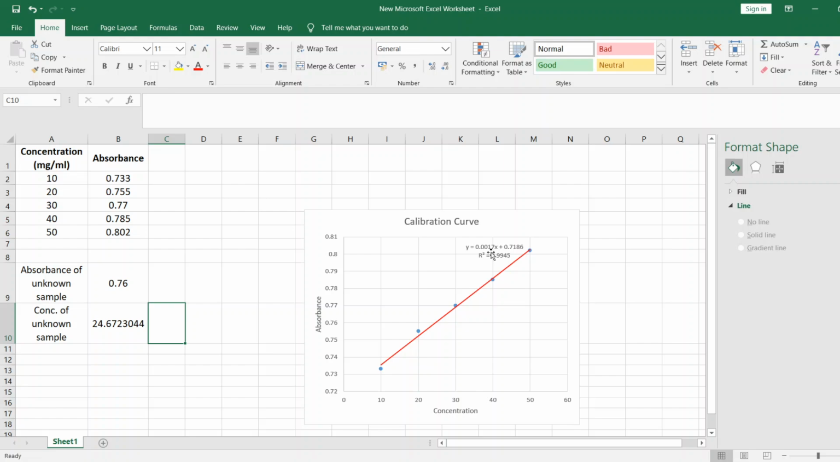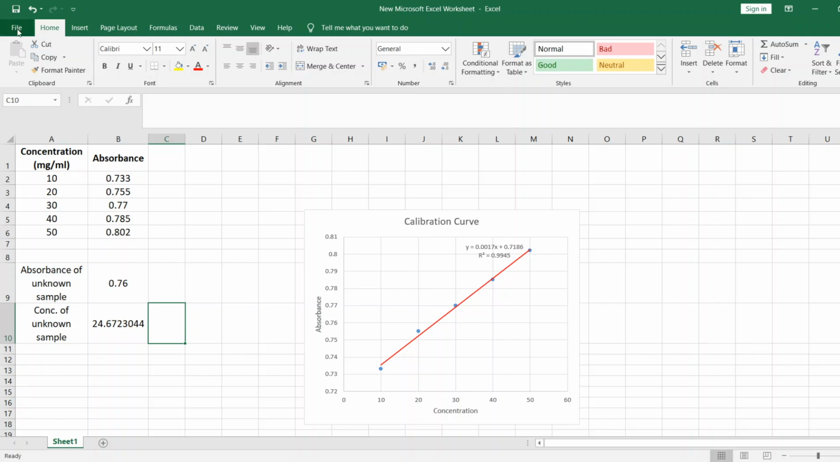Here is the equation y = mx + c. m is the slope, 0.0017, and c is the intercept, 0.7186. We know the y, the absorbance of the unknown sample. We have to determine the x, the concentration of the unknown sample. By simply putting in the value of y, we can determine x. By simple mathematics, we can determine the concentration of the unknown sample. This is the concept. Thank you.